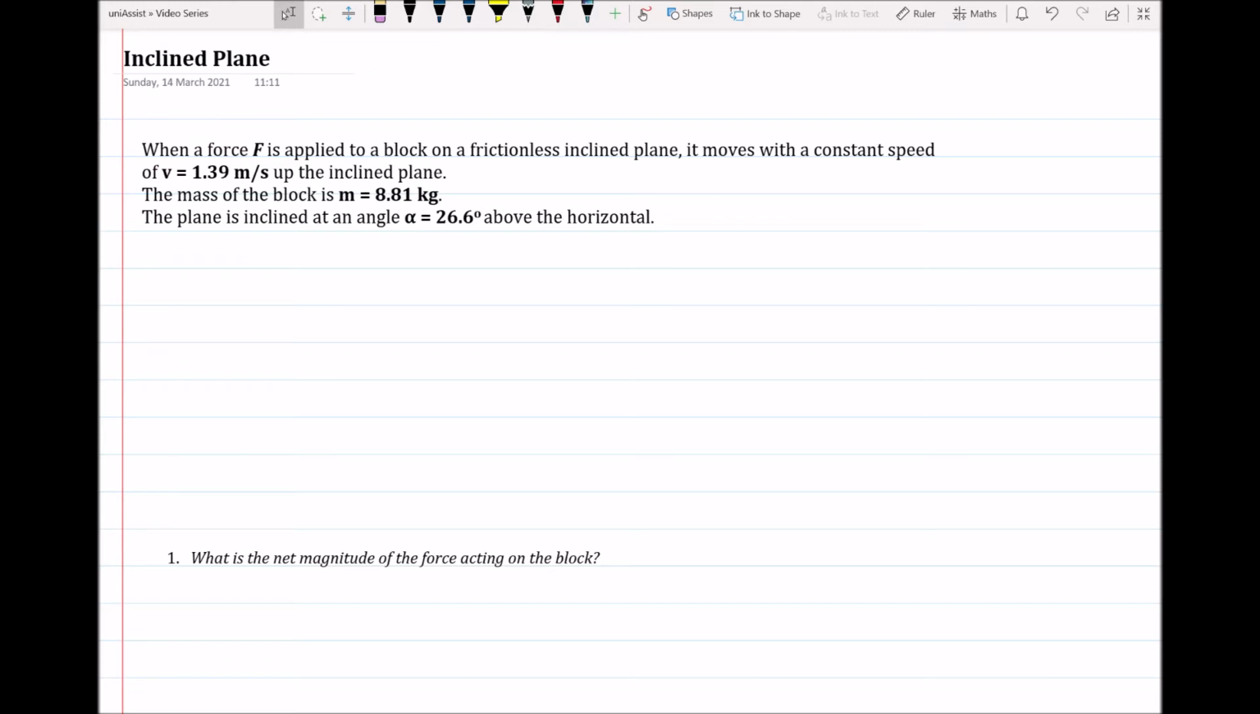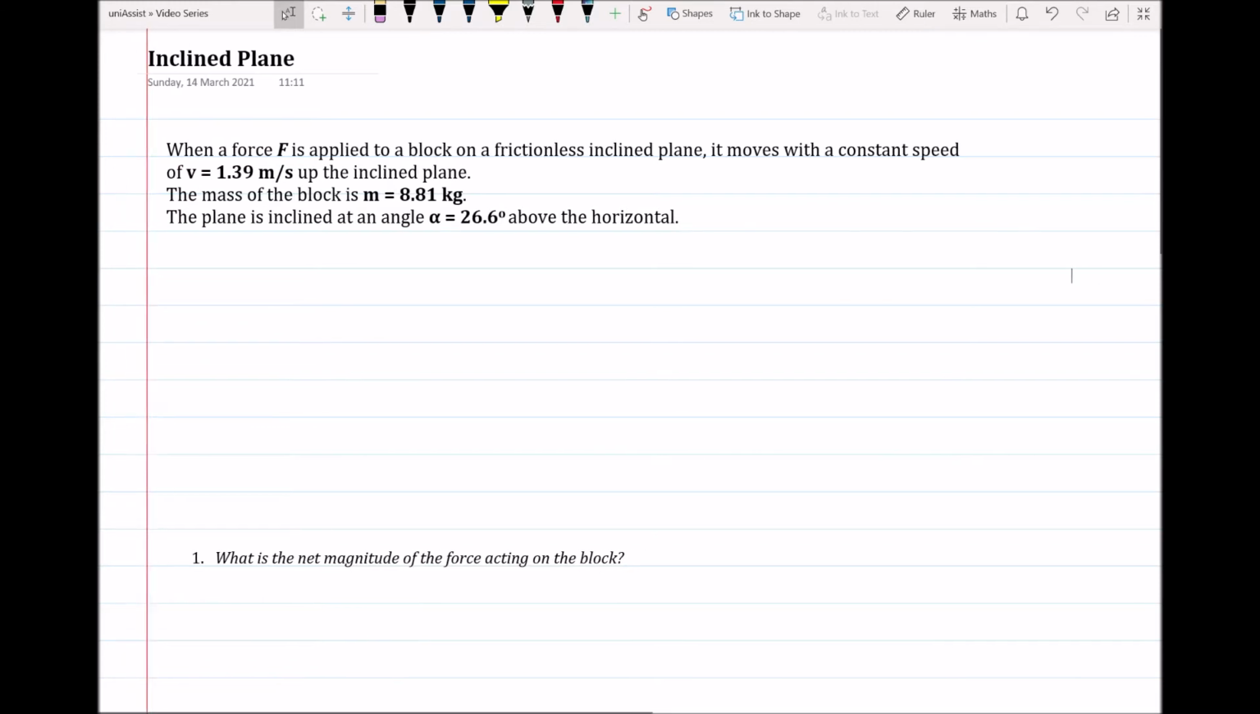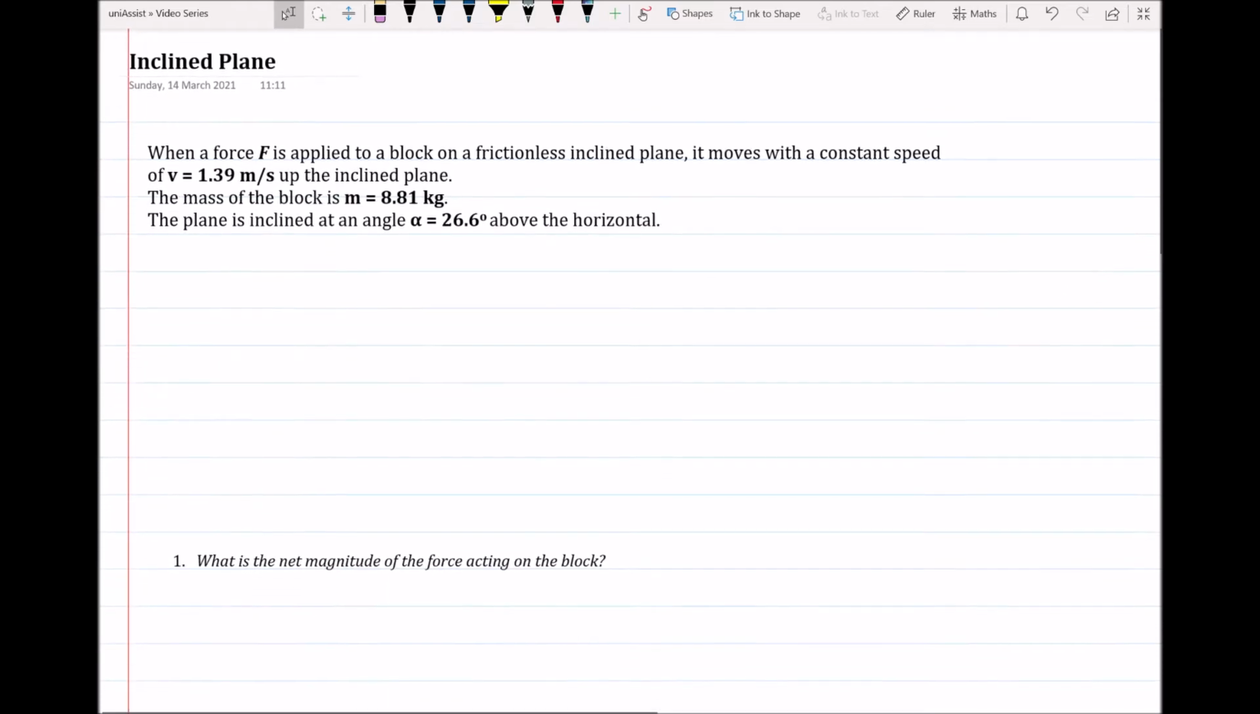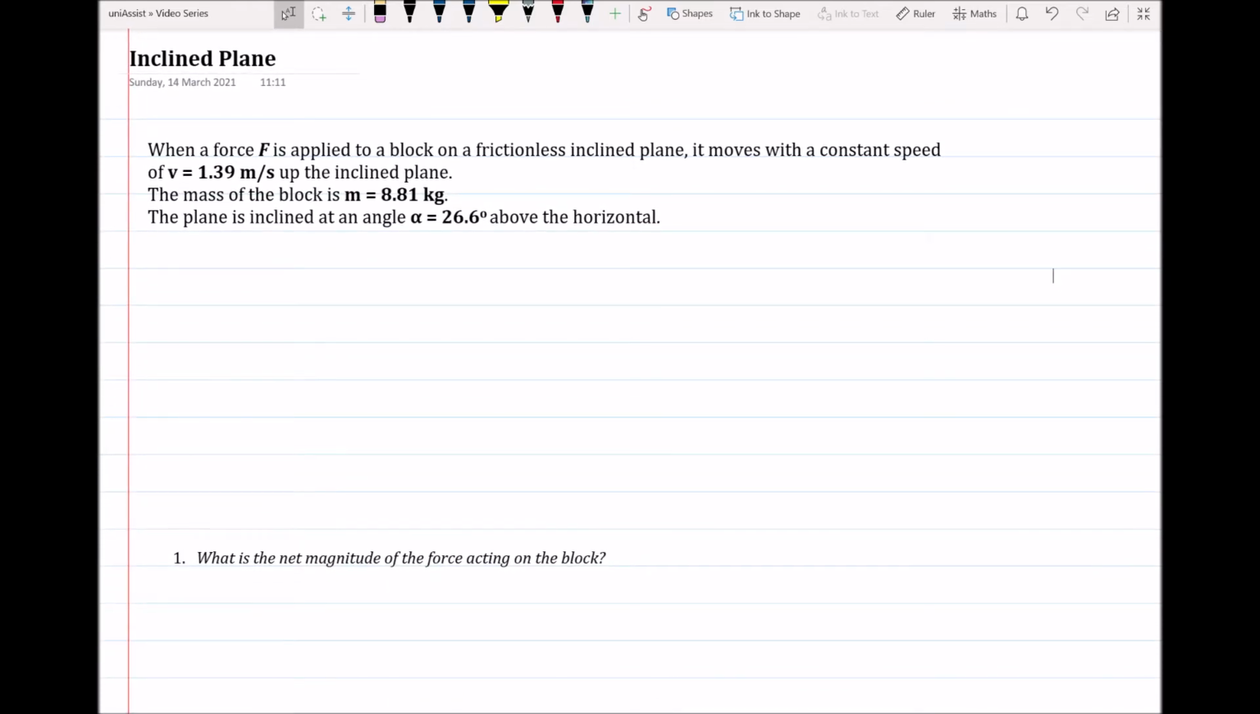This is one of the most classic problems that you'll get in first year physics or high school physics, and it's the inclined plane. Our first question is, when a force F is applied to a block on a frictionless inclined plane, it moves with a constant speed of v equals 1.39 meters per second up the inclined plane. The block has a mass of 8.81 kilograms, and the plane is inclined at an angle of alpha equals 26.6.